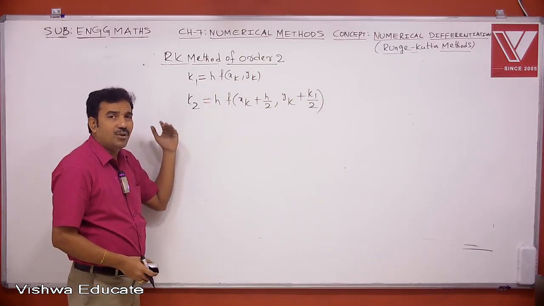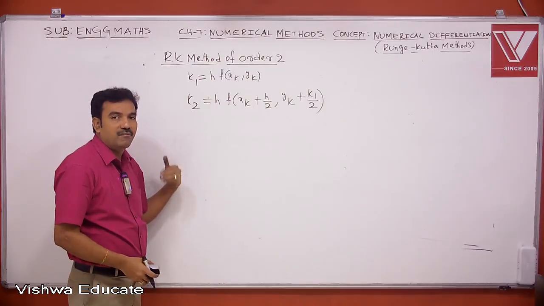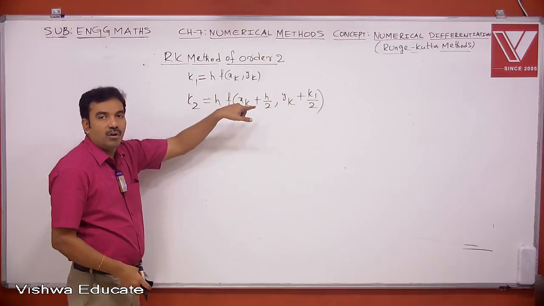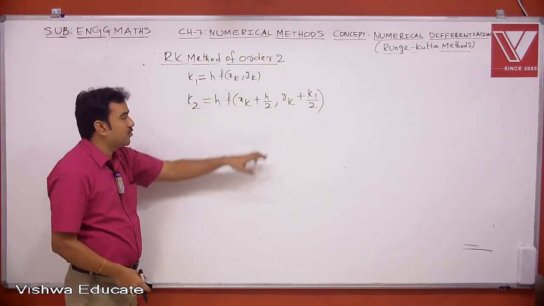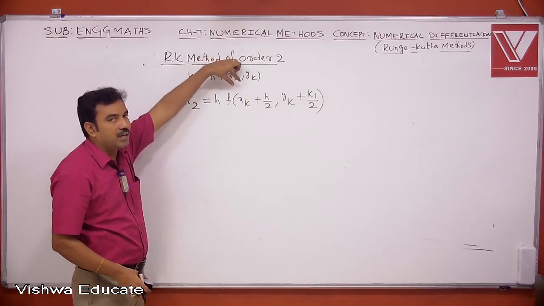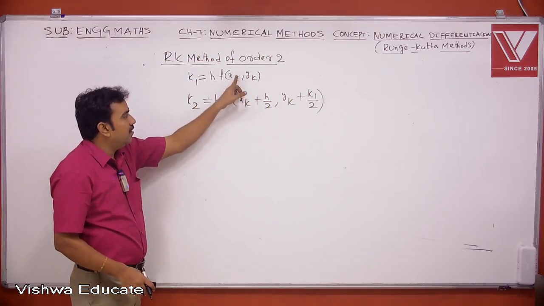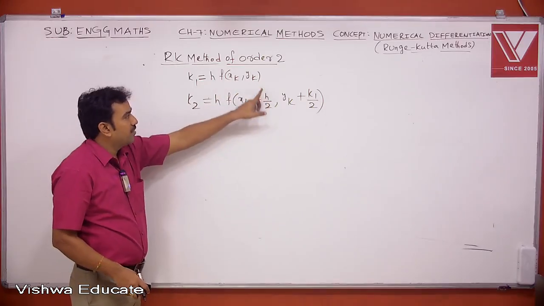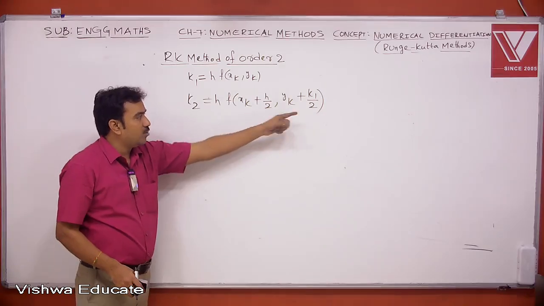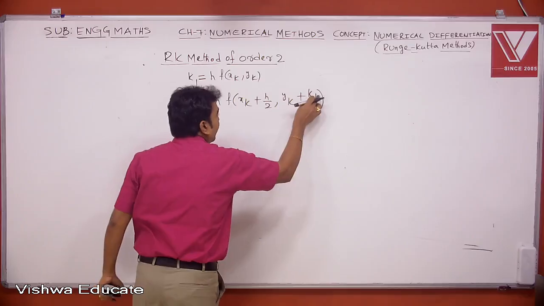So basically these are called multi-step methods. Why are they called multi-step methods? We are evaluating y values in the different iterations. So RK methods will also be called multi-step methods. In every iteration, k1 is required, h times f of xk comma yk, and this is k2, h times f where we increment xk by h by 2 and increment yk by k1 by 2. So to get k2, the k1 value is required.